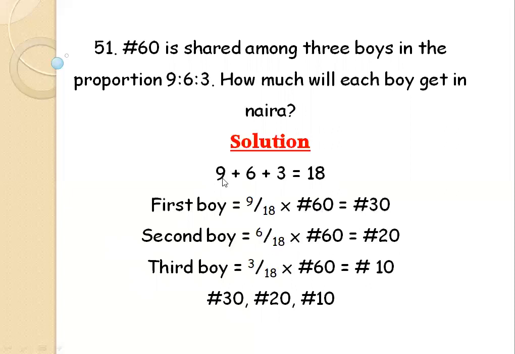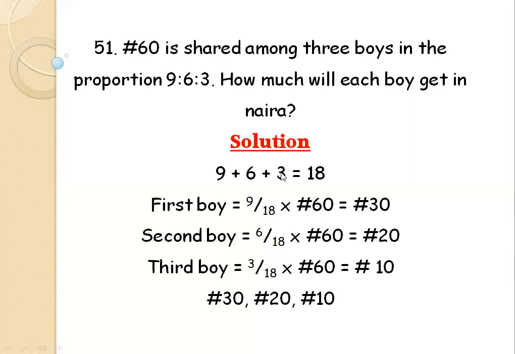Then you go to the second boy, his proportion is 6. So I'll say 6 over this total 18 multiplied by the amount 60 naira. So I can still use 6 to divide this. 6 in 18, 3. 6 in 60, 10. 10 times 6, 60. 60 divided by 3, 20. So this boy will get 20 naira.